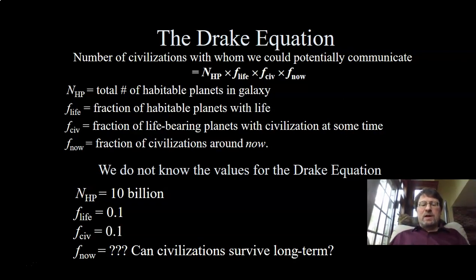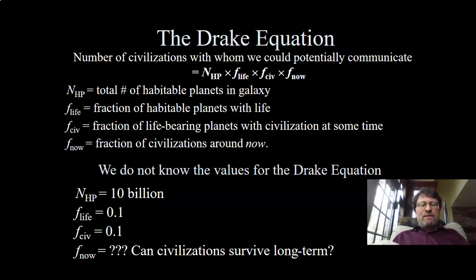So if you think about what we've done so far, we said there are 10 billion habitable planets in the Milky Way. One-tenth of those would have life on it. So that means 1 billion planets in the Milky Way have life. And then one-tenth of those would have intelligent life, life smart enough to be called a civilization, to communicate over interstellar distances. And so that would be 100 million planets at some time in the evolution of this galaxy would have a civilization on it, 100 million.